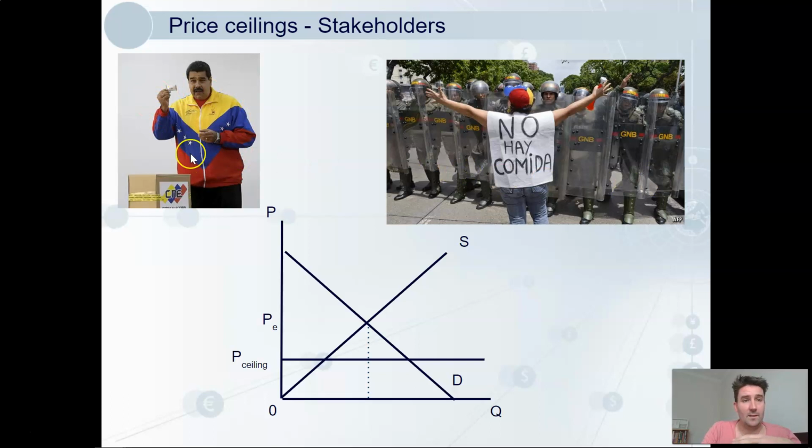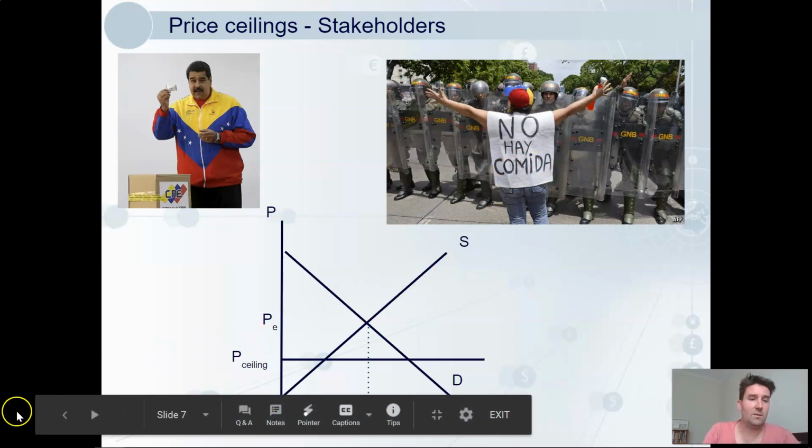So this is the president of Venezuela, and these are protesters saying, oh no, there's no bread. And look at all the resources that the government have had to spend on quelling the protest. Okay, that's all we need to know about price ceilings before class. So I hope you've taken some good notes and are ready.